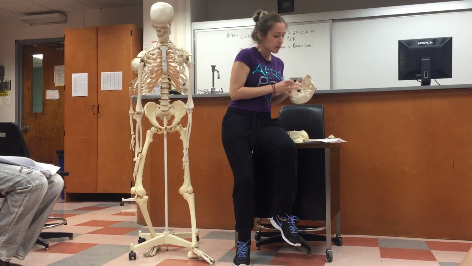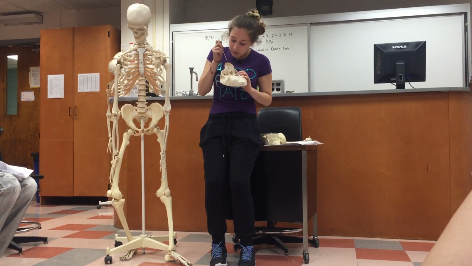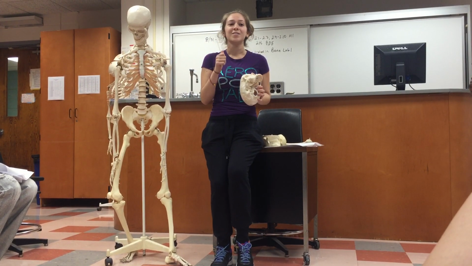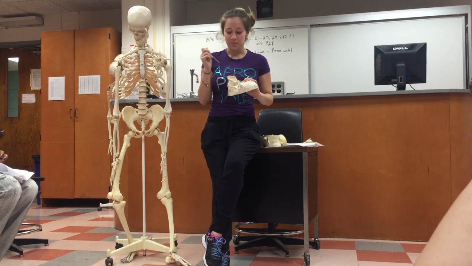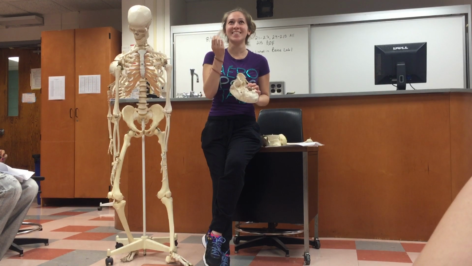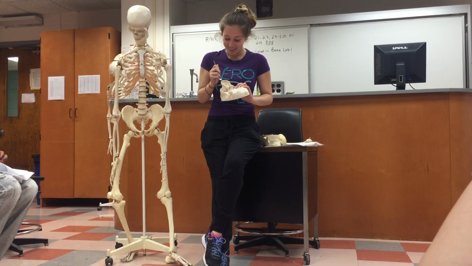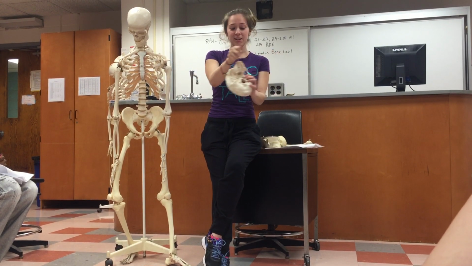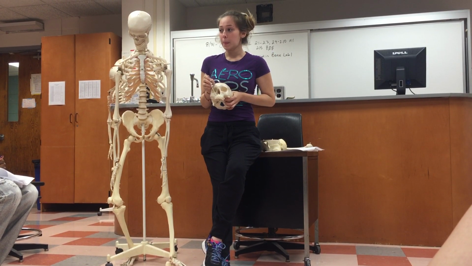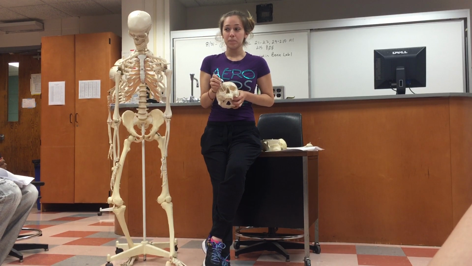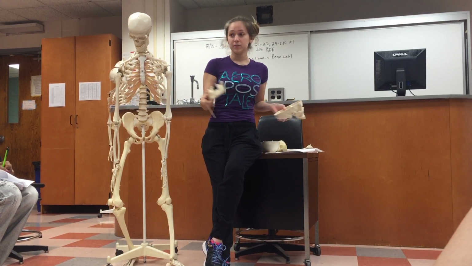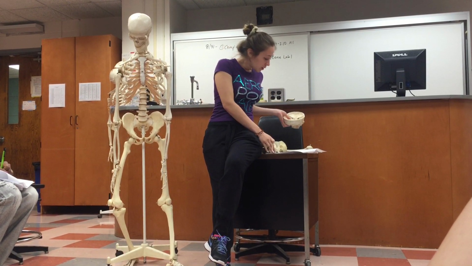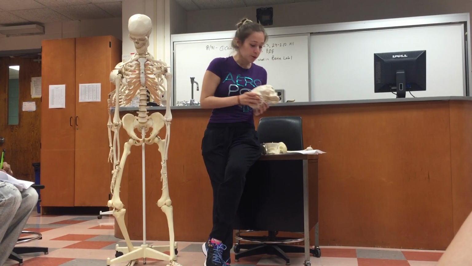Then you have your palatine. So your palatine is like the roof of your mouth, the top of your mouth, right? That you hit with your tongue. So this is your palatine right here. So what is this called? Good. This is called the mandible.